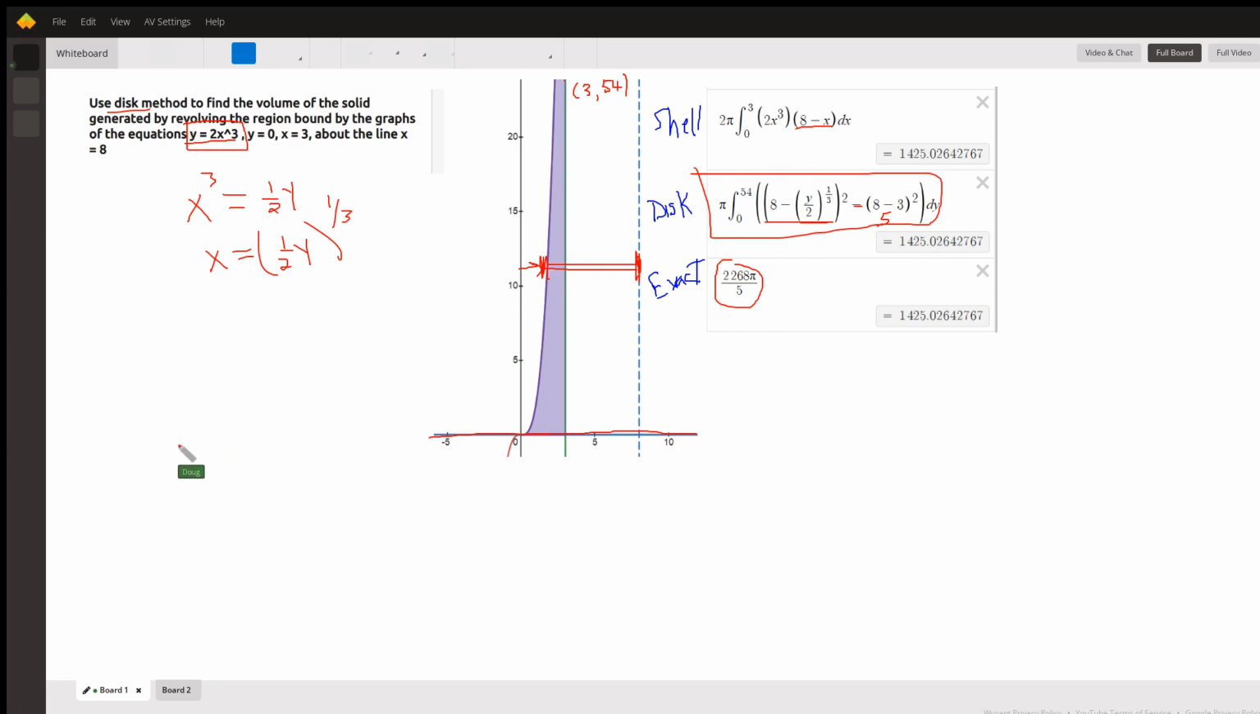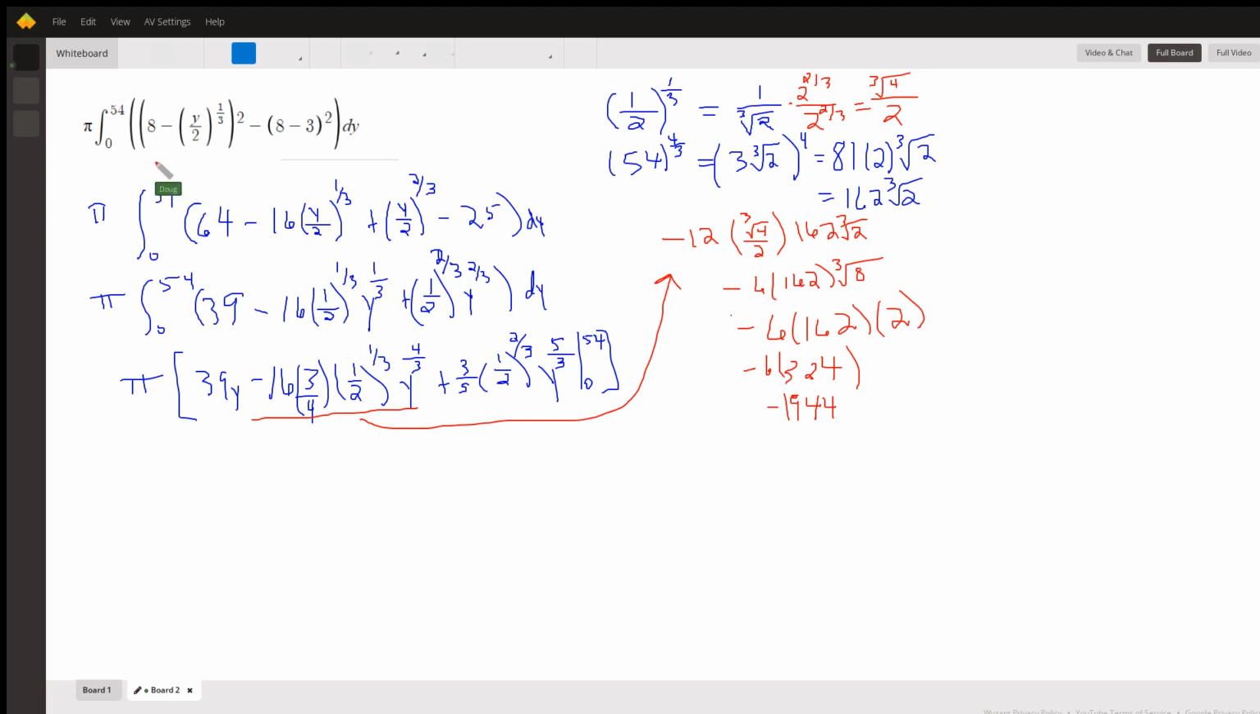And I'm going to get you started on board 2 to find the antiderivative of this. We first want to square this binomial and then subtract 25. So to square a binomial, square the first term, double the product of the two terms, then plus square the second term. And then we have this minus 25. So here's what we're doing right here, finding the antiderivative of that function.